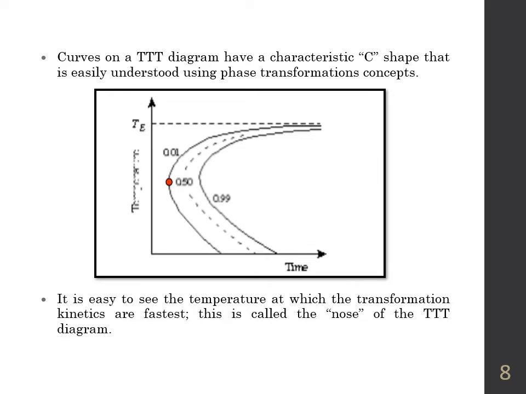It is easy to see the temperature at which the transformation kinetics is fastest. And this is called the nose of the TTT diagram, denoted by this red dot. So here we call it the nose.